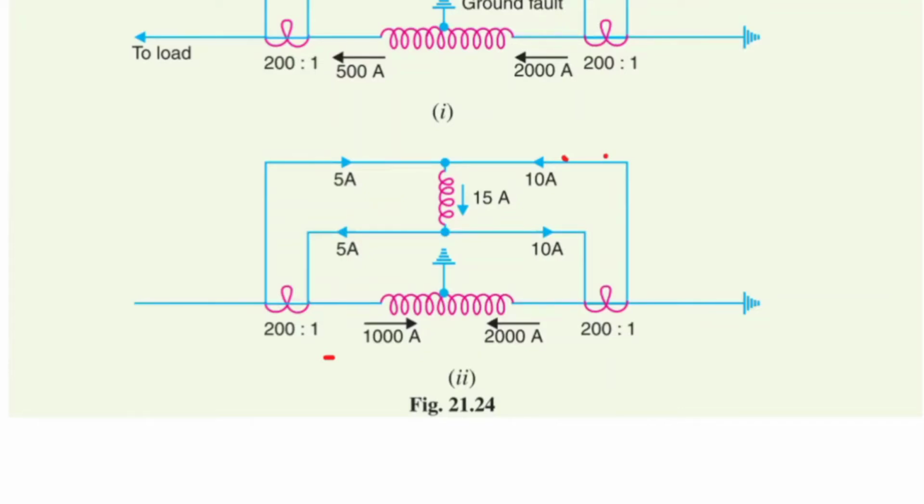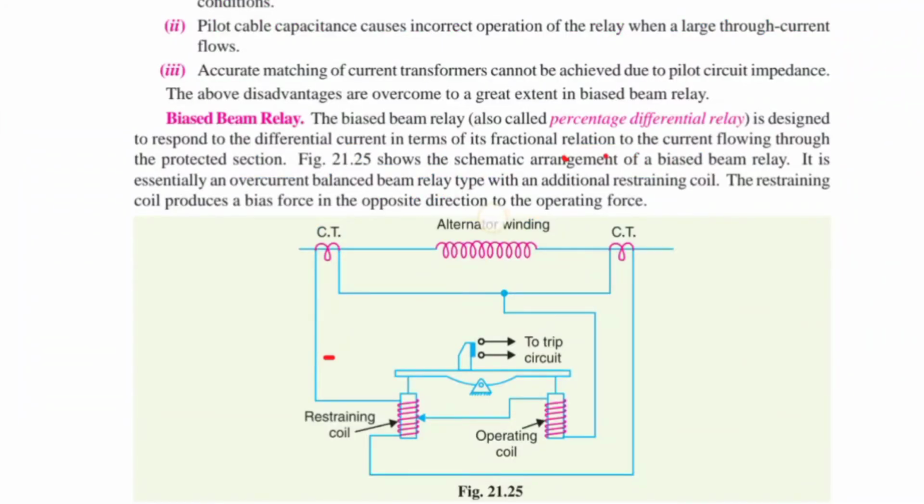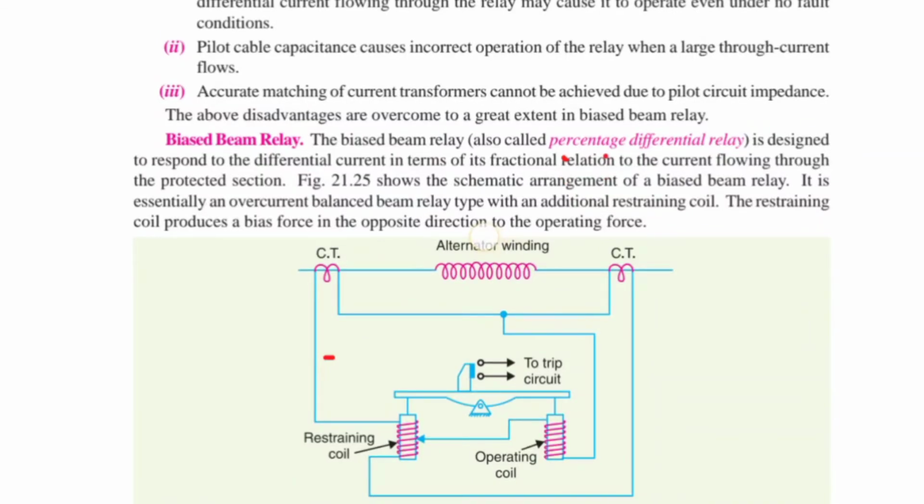For three phase, it is different. For a three phase circuit, what connections are required? Star and delta, two connections are possible for three phase circuits. Hence we go for different connections for a differential protection scheme. A biased beam relay will be connected in place of the trip coil; we can connect a restraining coil and an operating coil. It is also known as percentage differential protection.